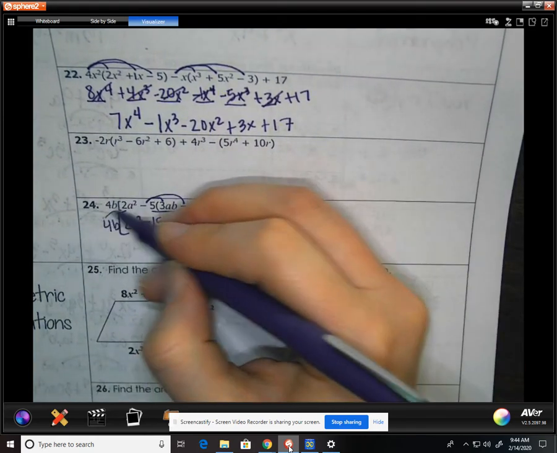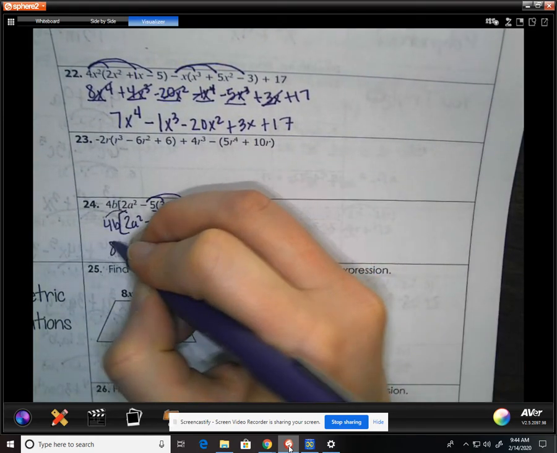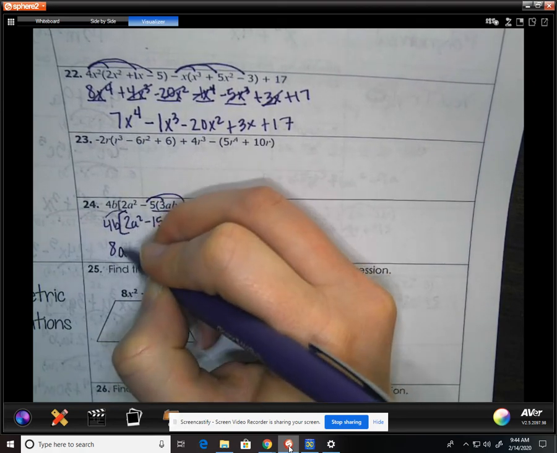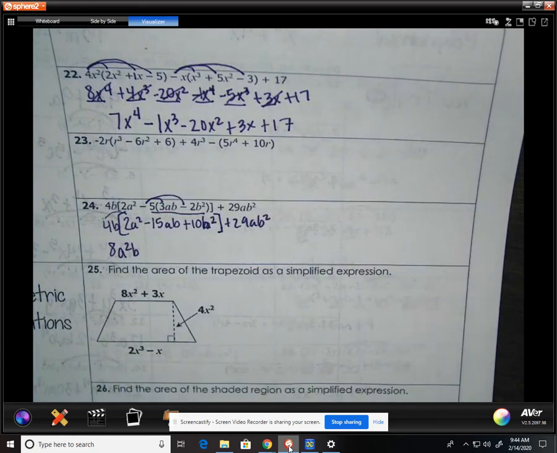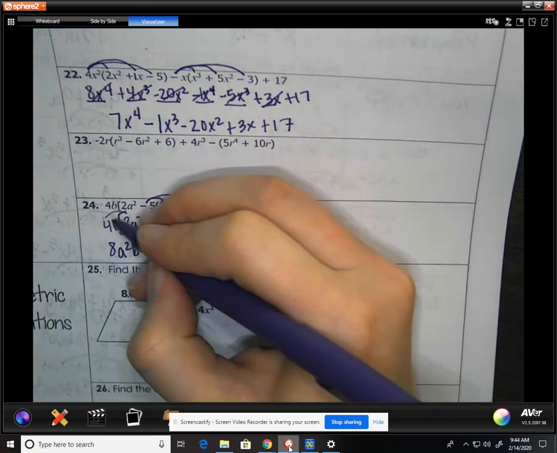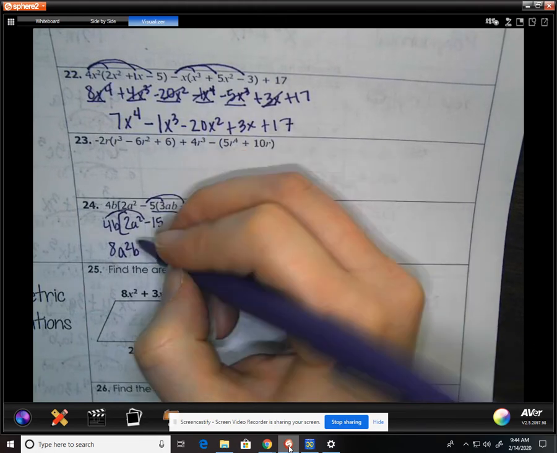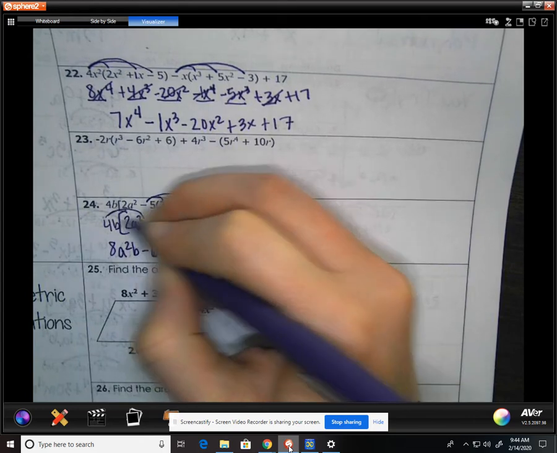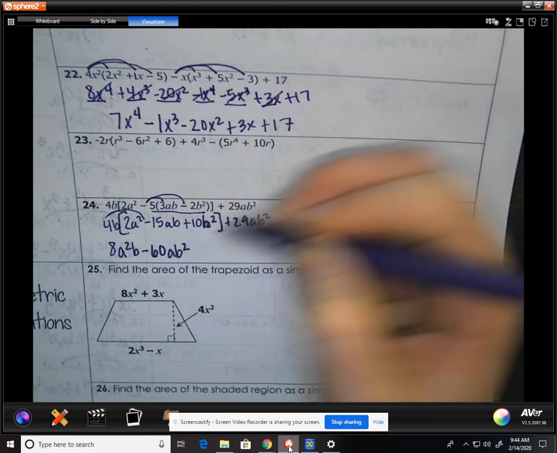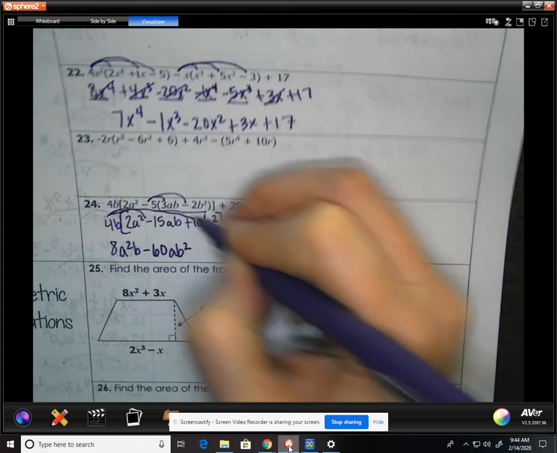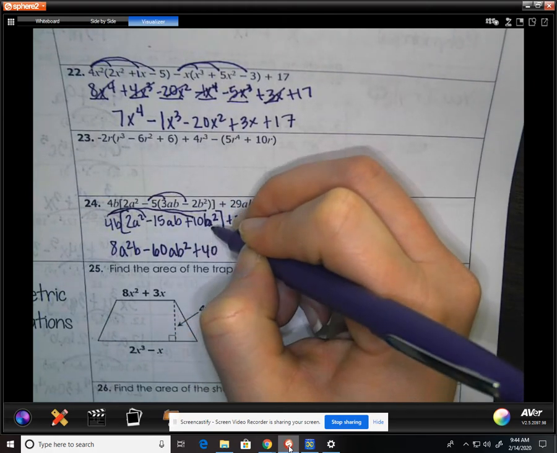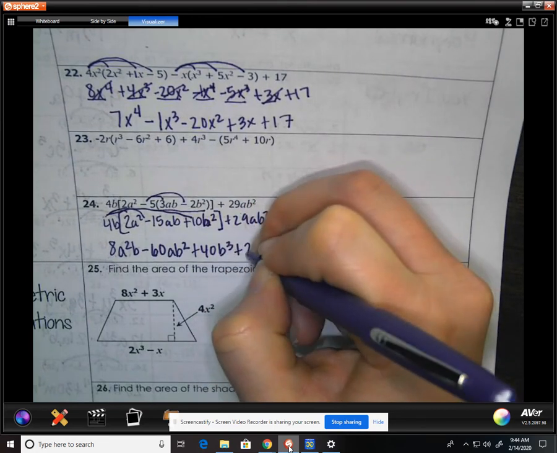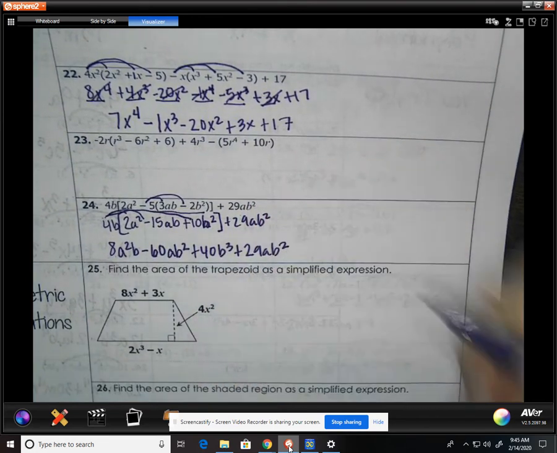Now I distribute this 4. So 4 times 2 becomes 8, and then I go alphabetical first, so a squared would have to come first, and I keep the b because those two don't actually add together, so I just keep each letter. And then 4 times negative 15 becomes negative 60. Again, I just have to keep the a, and then b times b becomes b squared. And then 4 times 10 becomes 40. I don't have an a this time, but b squared and b becomes b to the third, and then I bring down plus 29ab squared.